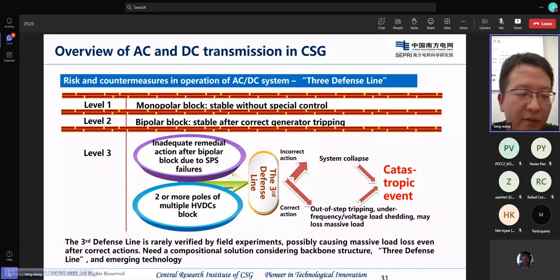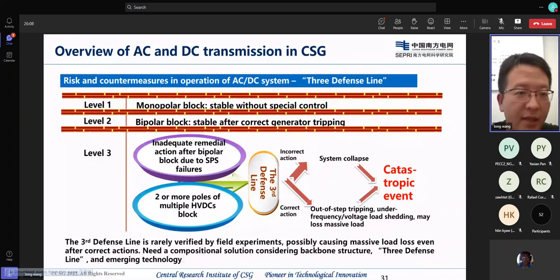And the third defense line is rarely verified by field experiments, possibly causing a massive load loss even after correct actions. So it needs a compensation solution considering backbone structure. As I said before, the third defense line, we do not want to trigger it, but we design it because we don't want the risk to happen, because if the risk happens, it will lead to a lot of power loss or economic loss.